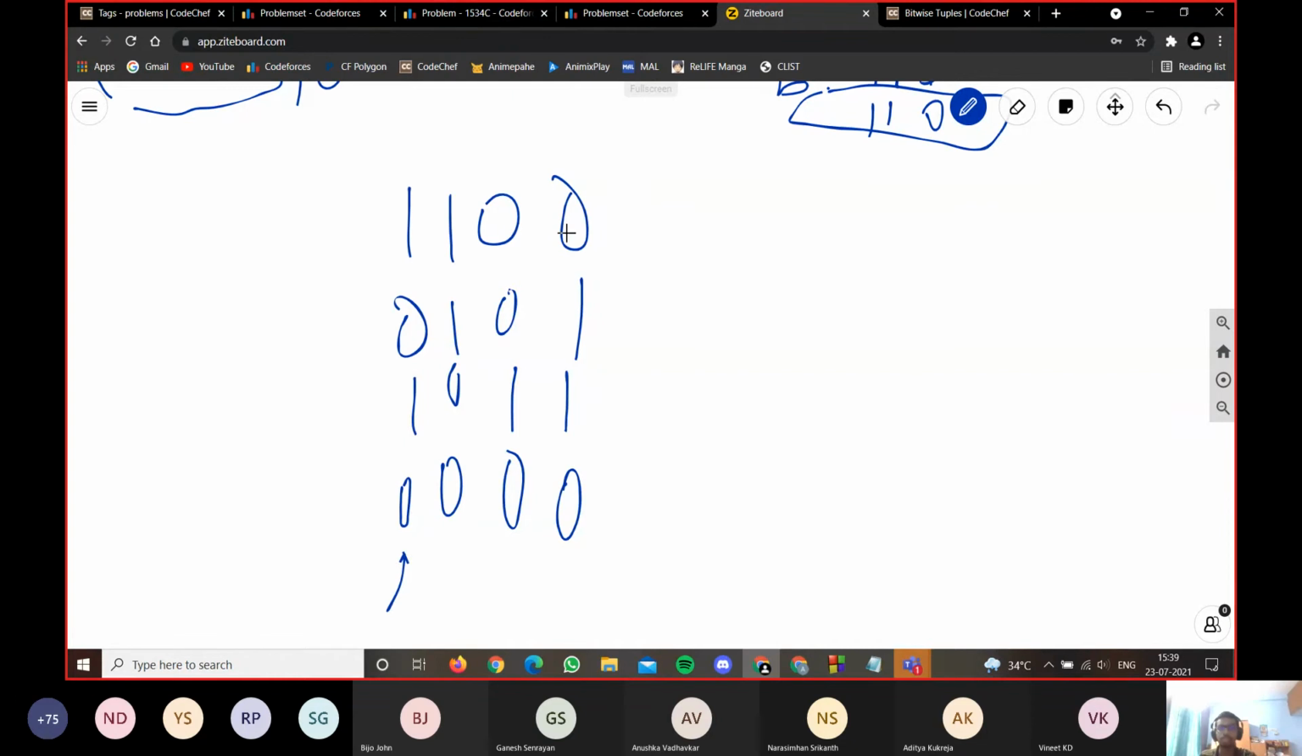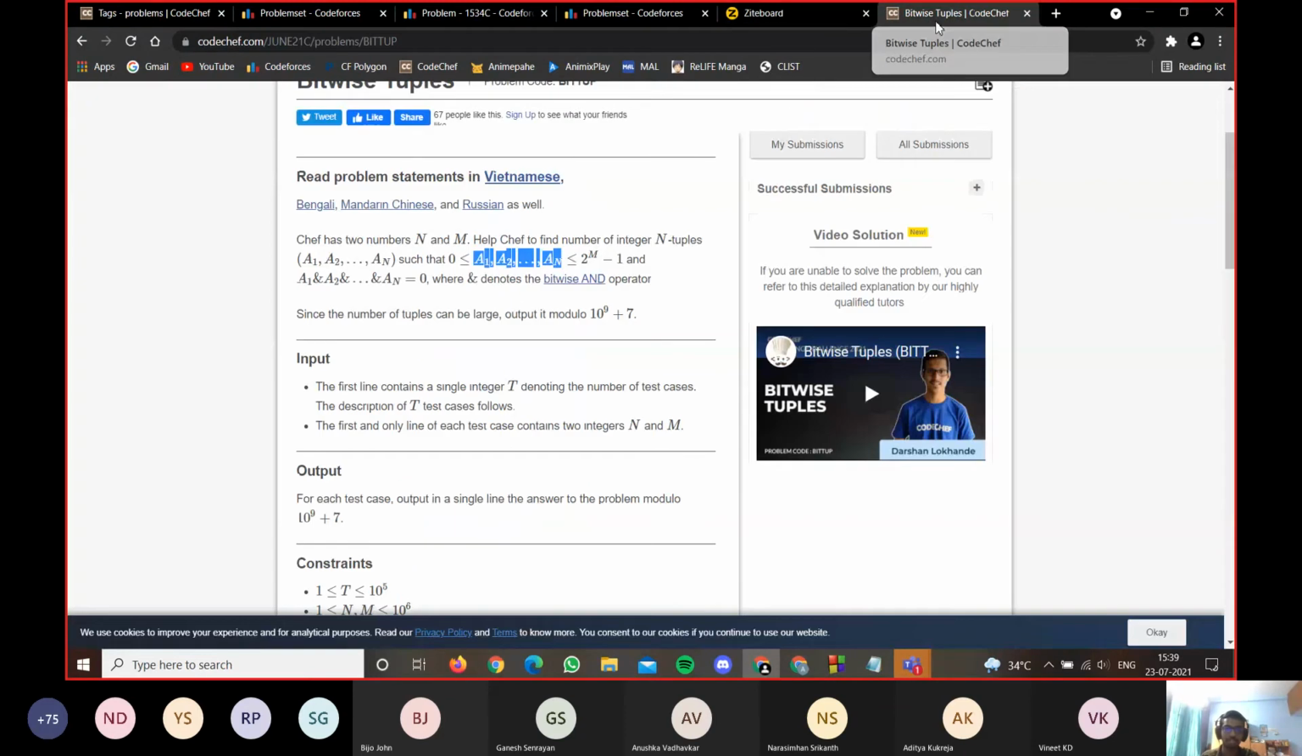Right? Similarly, there's bitwise OR, bitwise XOR. I encourage you guys to look at it. They'll help in coding problems. You get questions based on them.